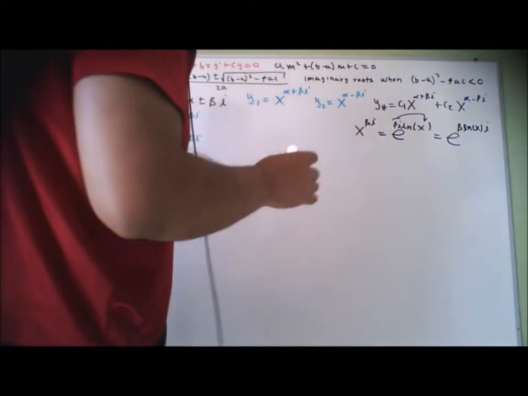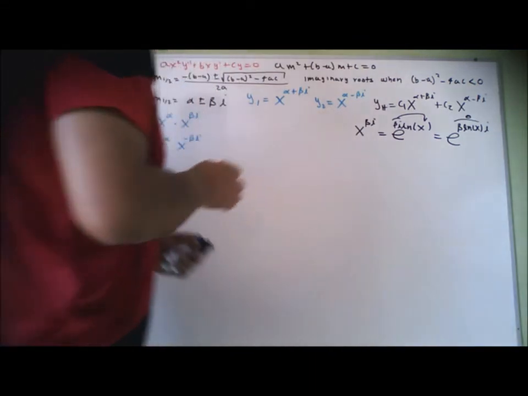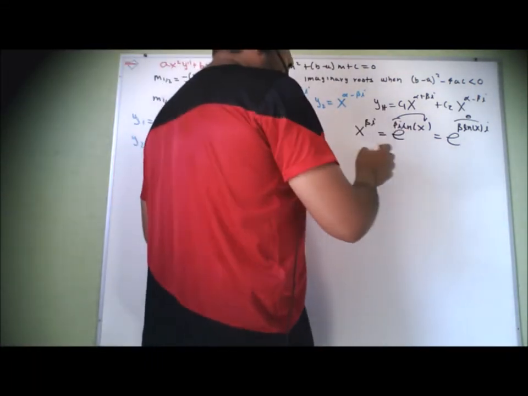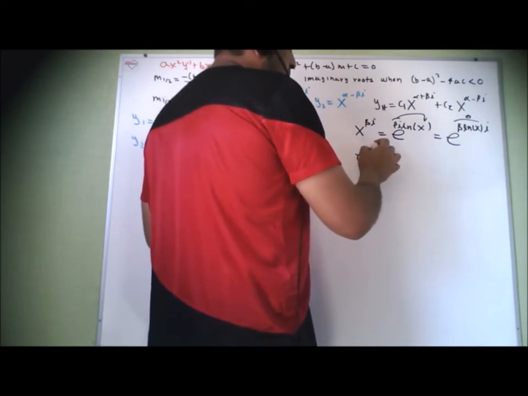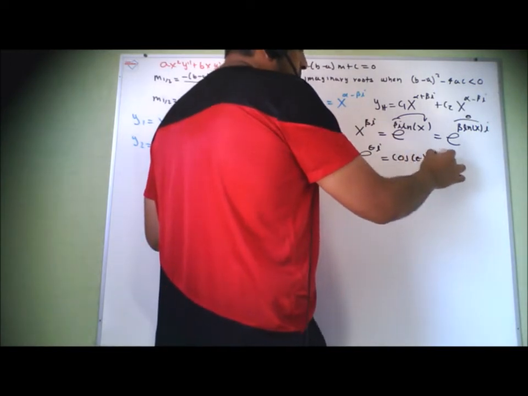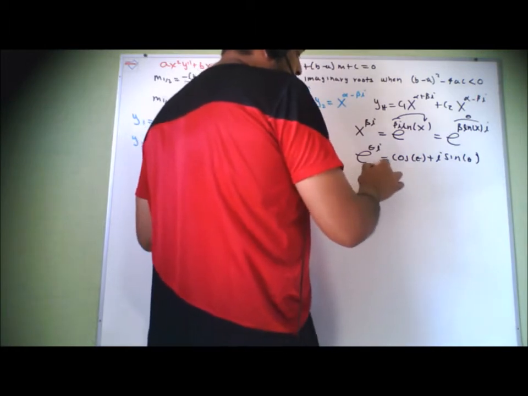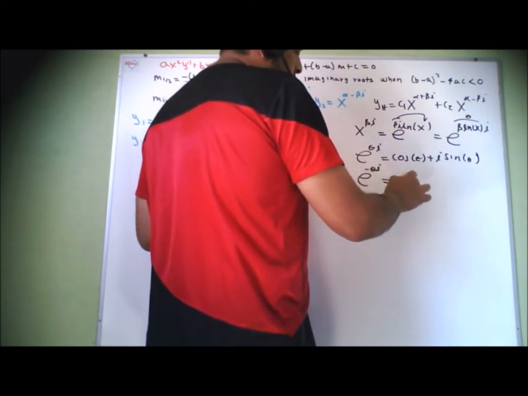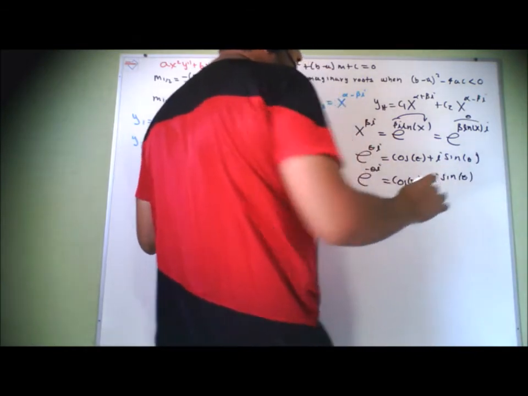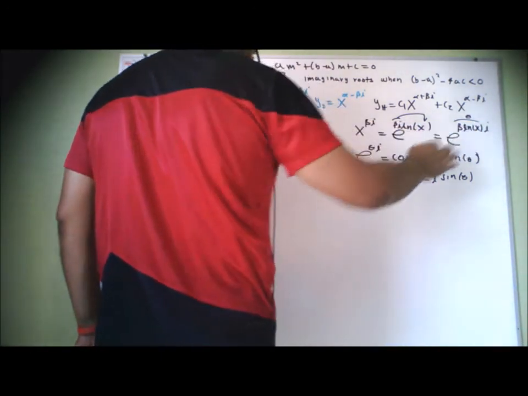Now, if we apply that, if this is theta, then the Euler formula is going to be the exponential of theta I equal to the cosine of theta plus I sine of theta. Now, if it is negative, it's going to be cosine of theta minus I sine of theta. But in this case, what we are going to apply is that theta is equal to beta, the natural log of x.